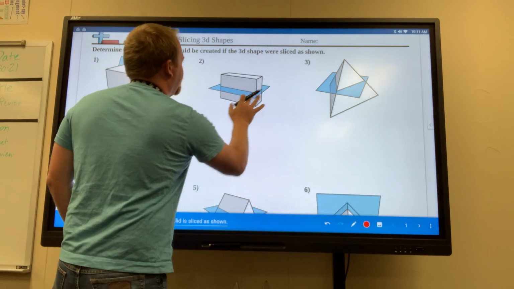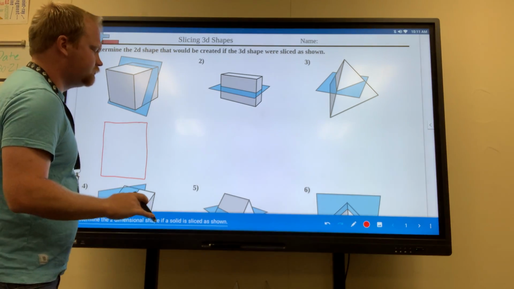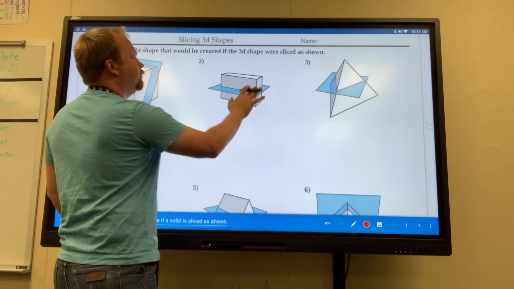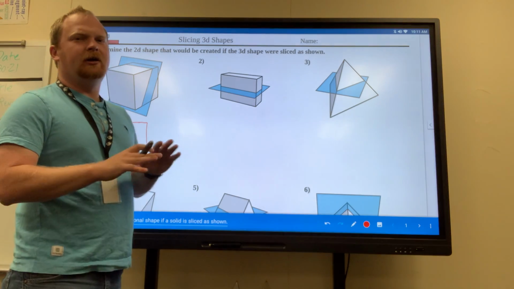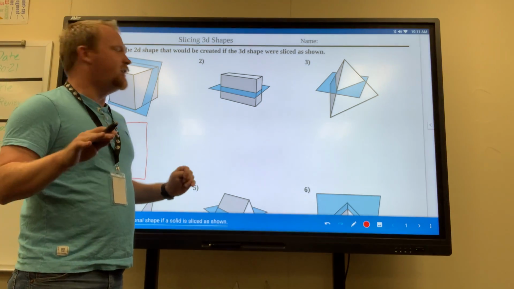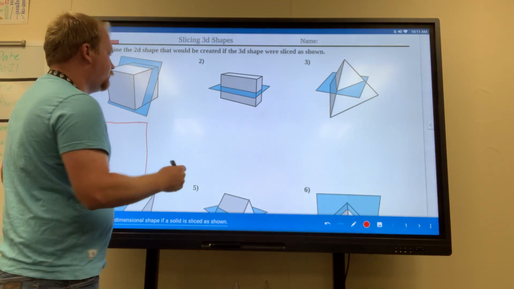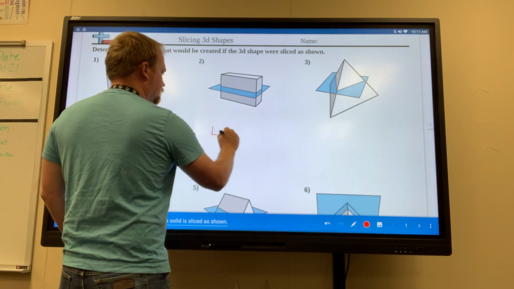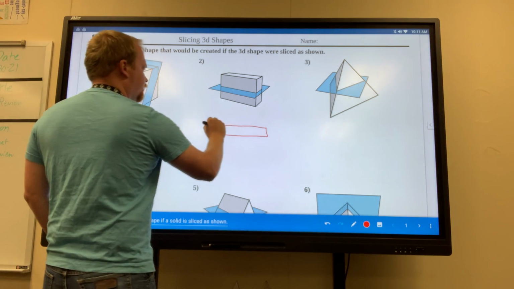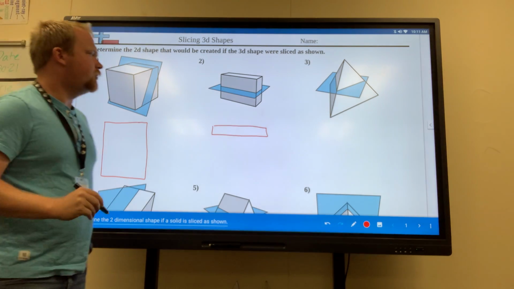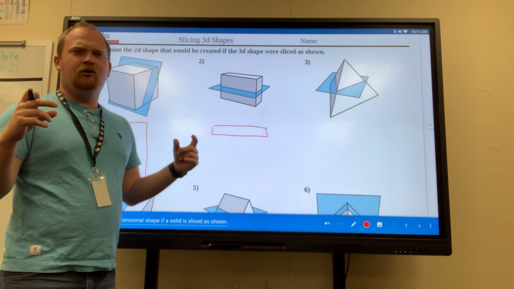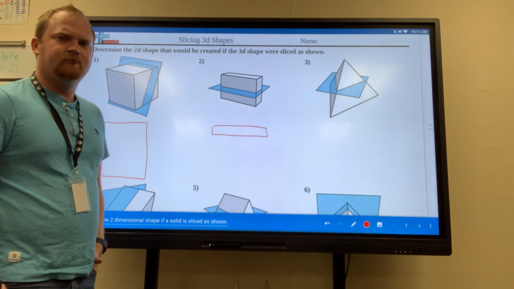Now, looking at this right here, we've got a rectangular prism. This looks pretty simple enough because it's almost like it's cutting it in half evenly. So really the cross section is going to look something like that. Just one very narrow but long rectangle.